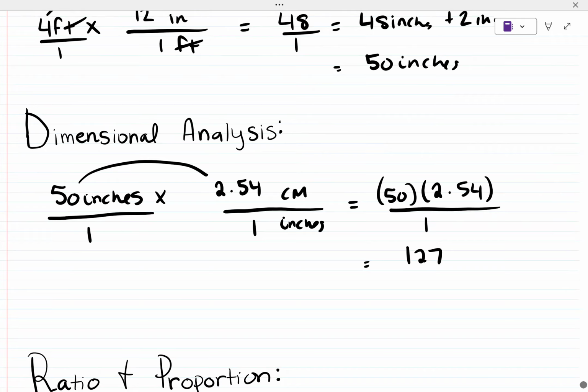Now it says round to the nearest hundredth. Wait, so what's my units? Centimeters. It says round to the nearest hundredth, but do we include 127.00? No, don't, because we don't include these trailing zeros.